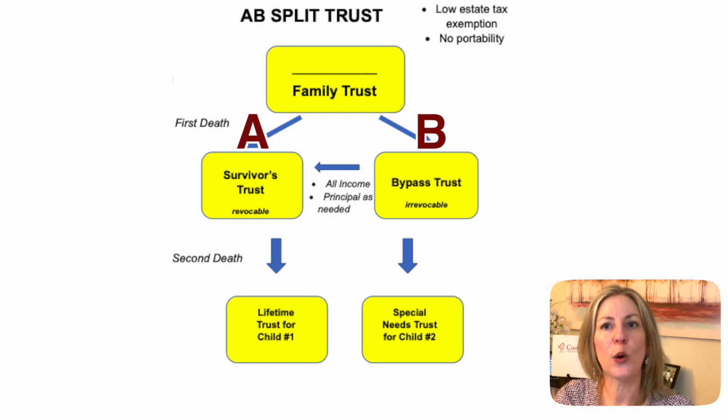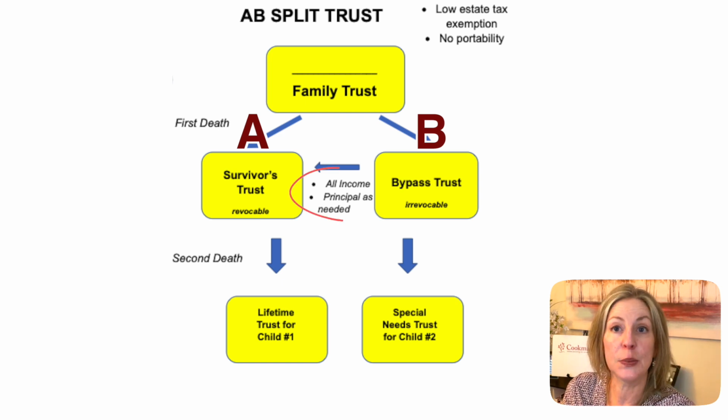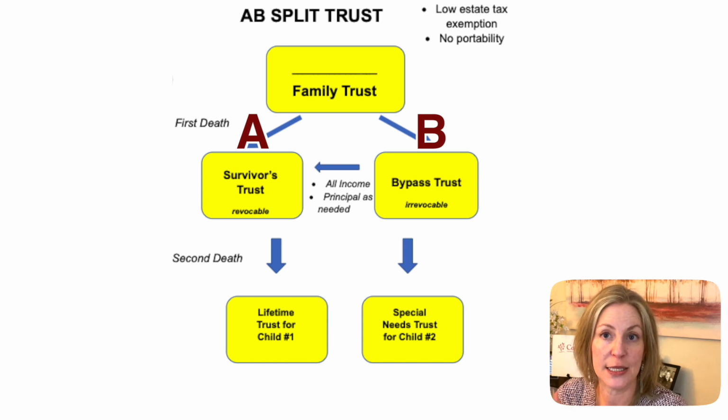Now, what happens while the survivor is alive? Well, the survivor can get all the income from the bypass trust. It all goes to the survivor, and as much of the principal as they really need. But the principal is captured in the bypass trust. The bypass trust becomes irrevocable. So that's another reason why people really like this AB split: the deceased person's half goes into an irrevocable trust and it can't be changed by the survivor.